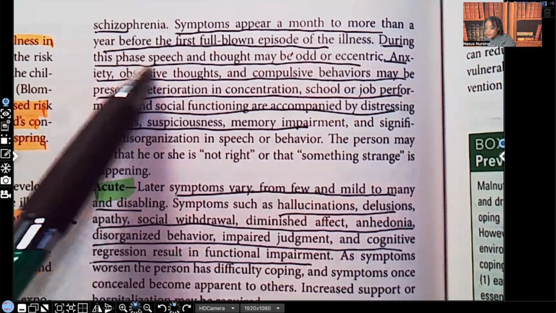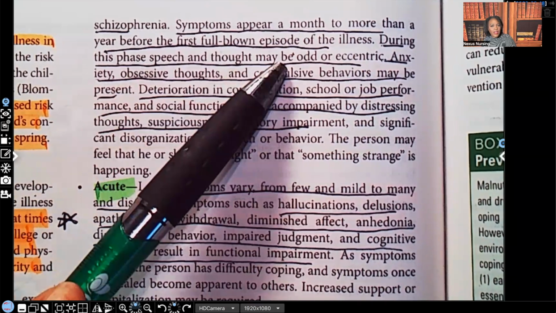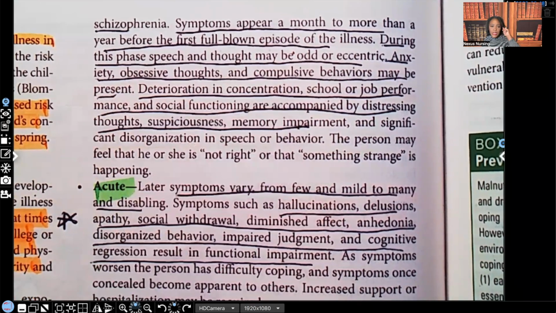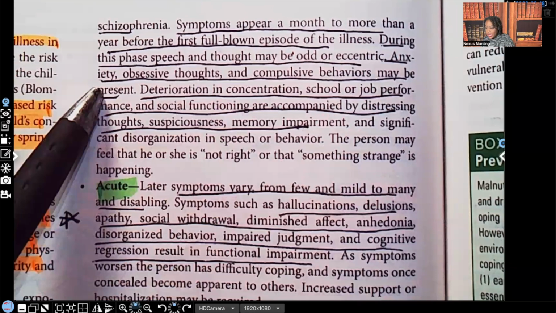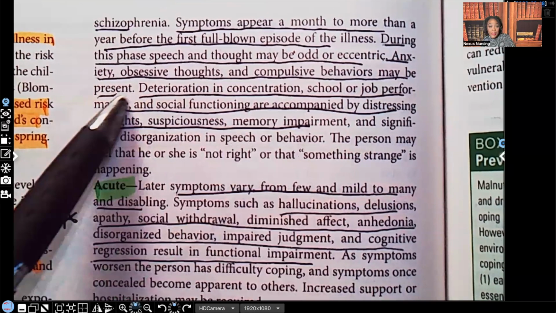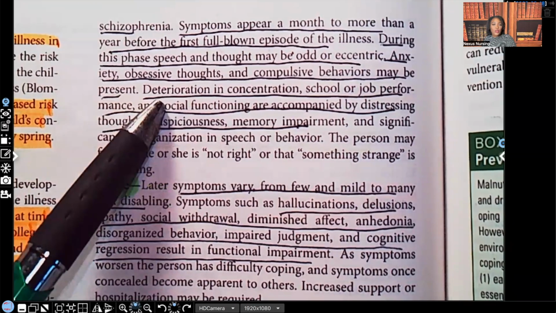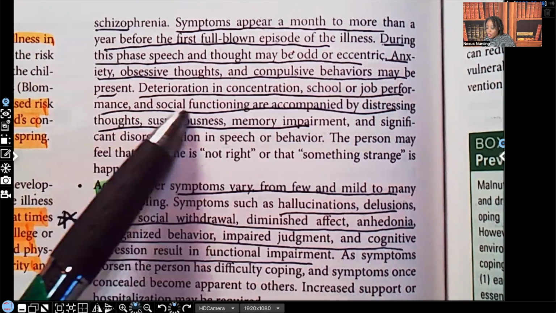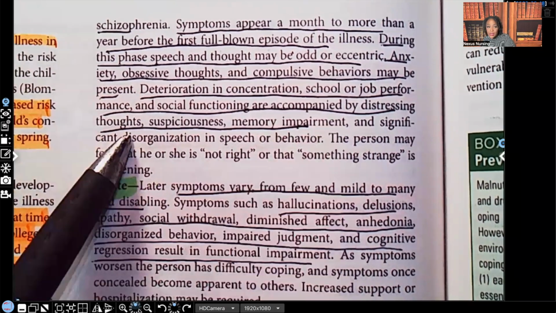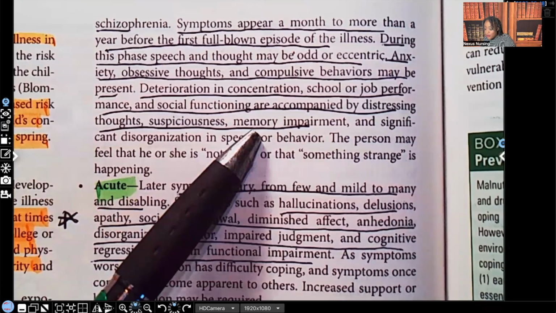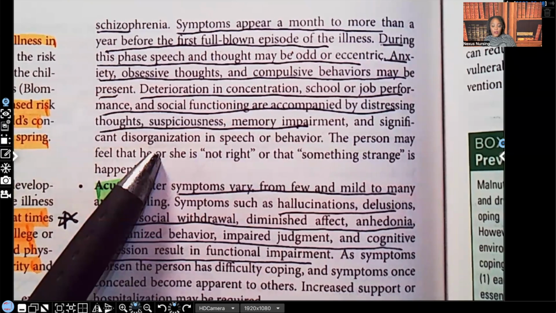So during the prodromal phase, speech and thought may be odd or eccentric. They start becoming weird. And I don't mean to be disparaging when I say the word weird. I'm just using that word to help you understand what it looks like, okay? Anxiety, obsessive thoughts, and compulsive behaviors may be present. Deterioration in concentration. We start to see the grades go down. The person who used to be very active in all these clubs starts not showing up or not fulfilling their responsibilities. They don't focus as much as they used to. School or job performance deteriorates. Social functioning is affected, accompanied by distressing thoughts, suspiciousness, memory impairment, and disorganized speech or behavior.